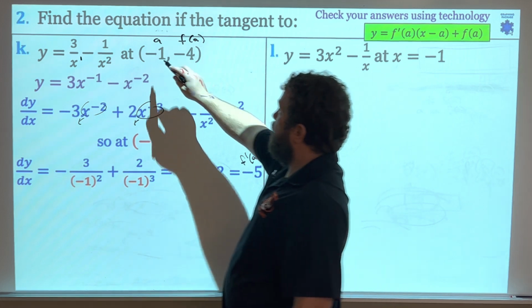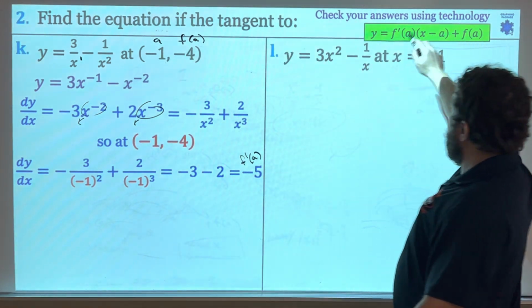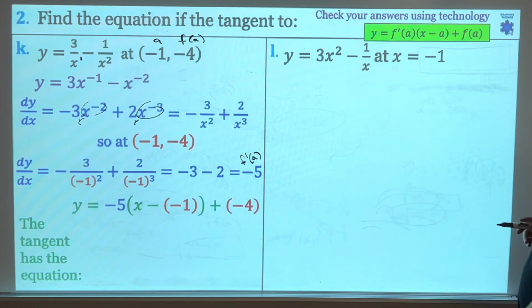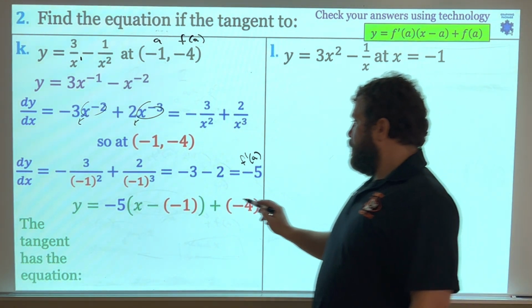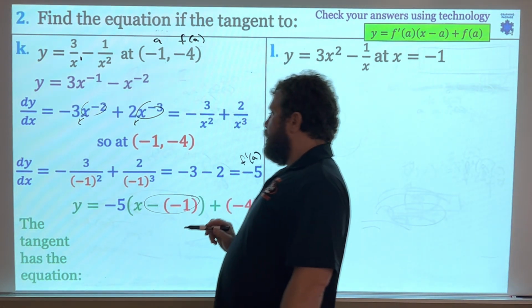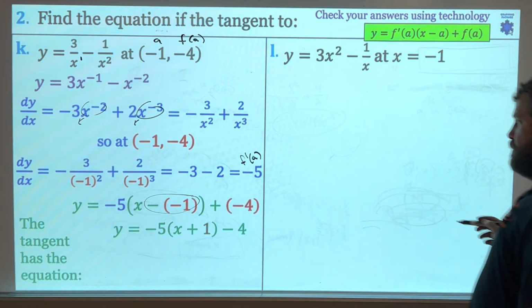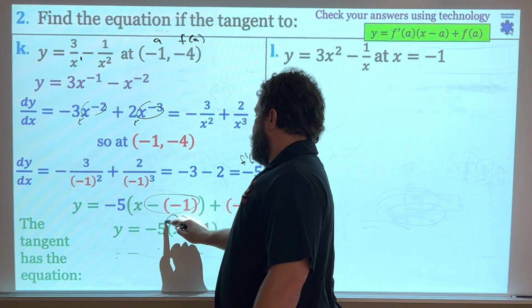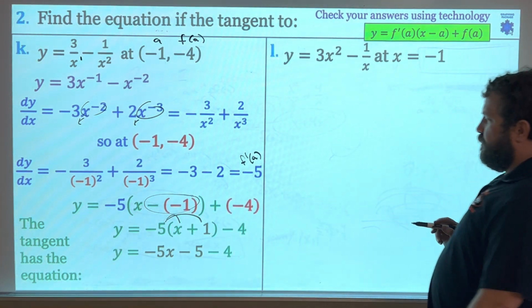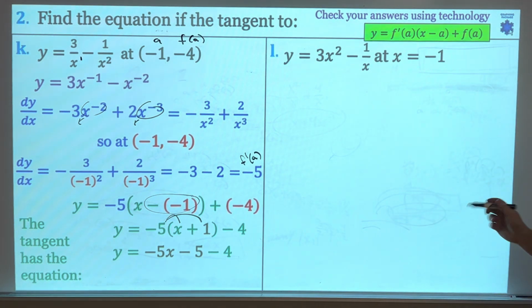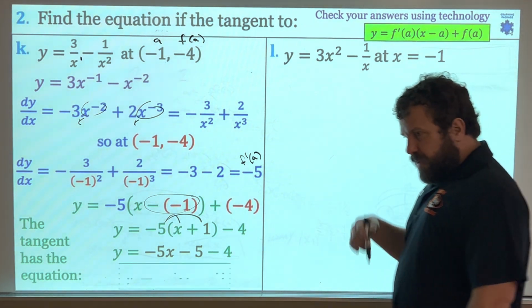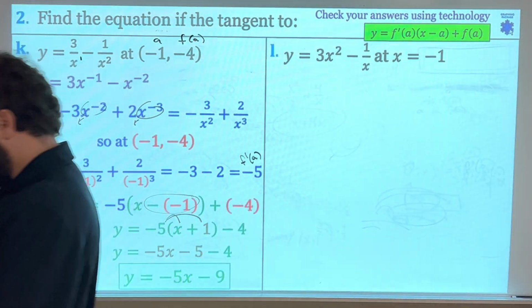I take my a, my f of a, and my f prime of a, and plug them all in. Negative 5 times x minus a negative 1 plus negative 4. Negative 5 times x plus 1 minus 4. Negative 5x minus 5 minus 4. Sorry, minus 4, I should have said before. Negative 5x minus 9. Right?